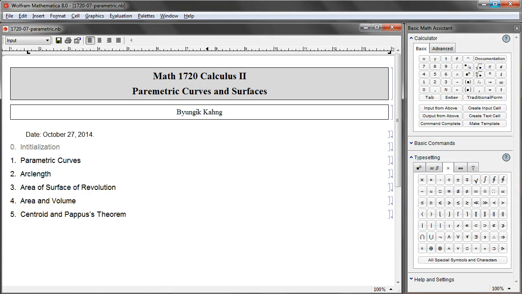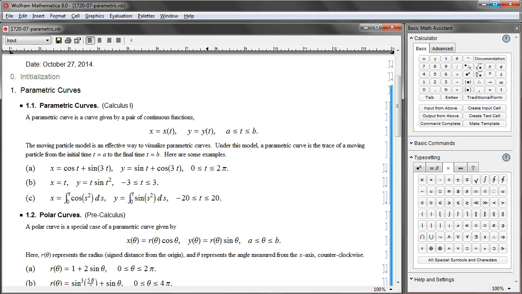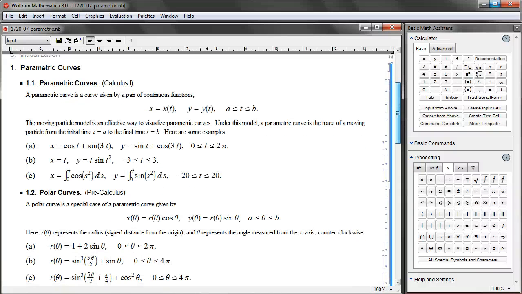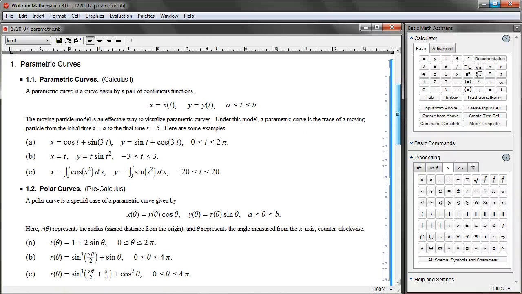And let's talk about Chapter 10. But before that, some review. As a matter of fact, I usually cover parametric curves and their calculus in Calculus 1, Math 1710D. And if you remember all these topics, then that's good. But for the students who haven't done those kind of things, let's go over those again.